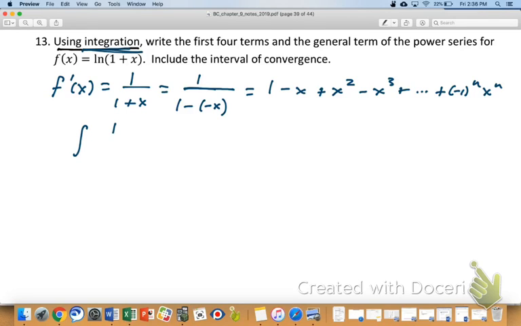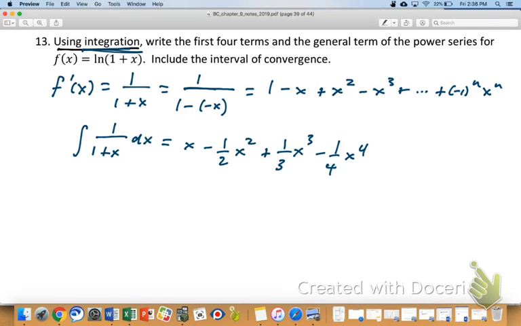If I just do an antiderivative of both sides, it would be x minus 1/2 x squared plus 1/3 x cubed minus 1/4 x to the 4th plus dot dot dot plus negative 1 to the n still. But it would be x to the what? Have you guys figured out your nth term here? N plus 1. Yep. Over? N plus 1. Over n plus 1.